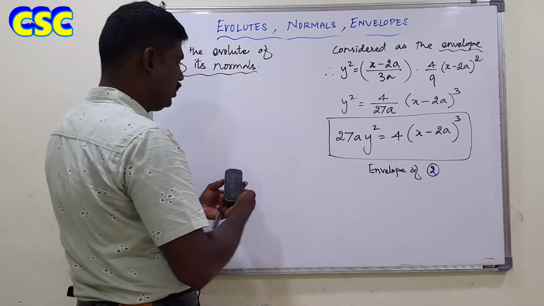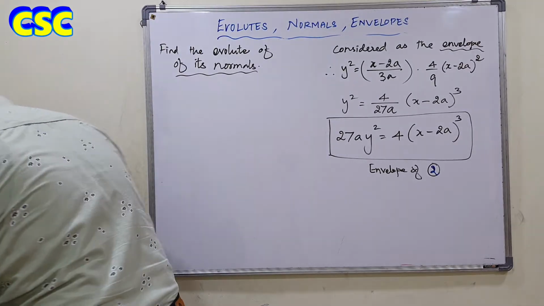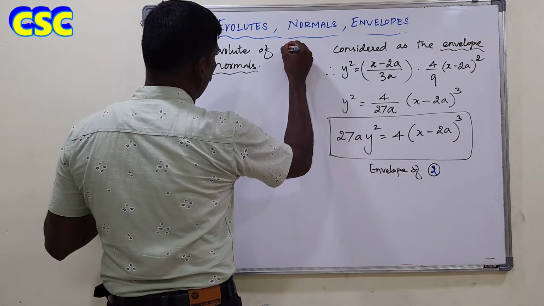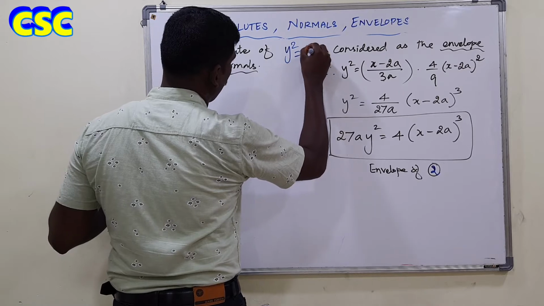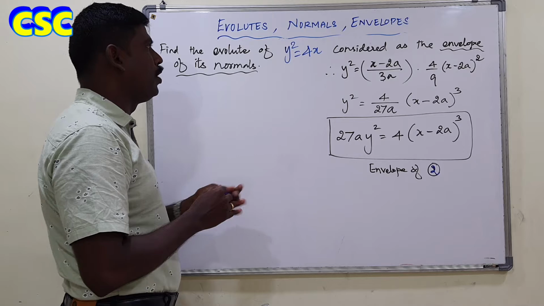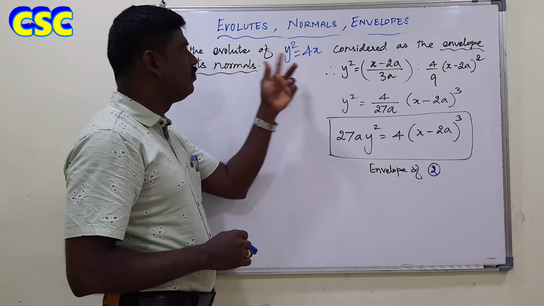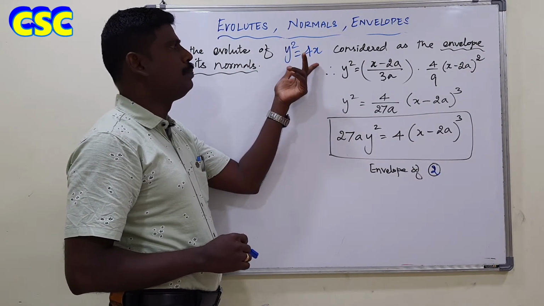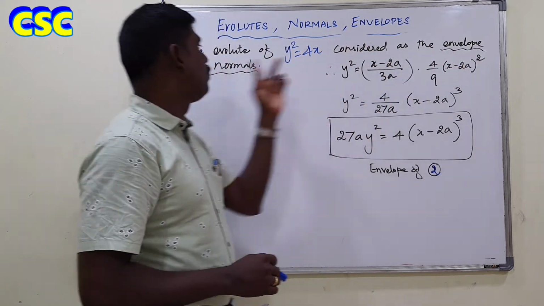Now I just replace this y square is equal to 4ax by y square is equal to 4x. Consider it as the envelope of its normals. Now I am going to find the evolute of the curve y square is equal to 4x, that means the parabola, through the envelope of its normals.